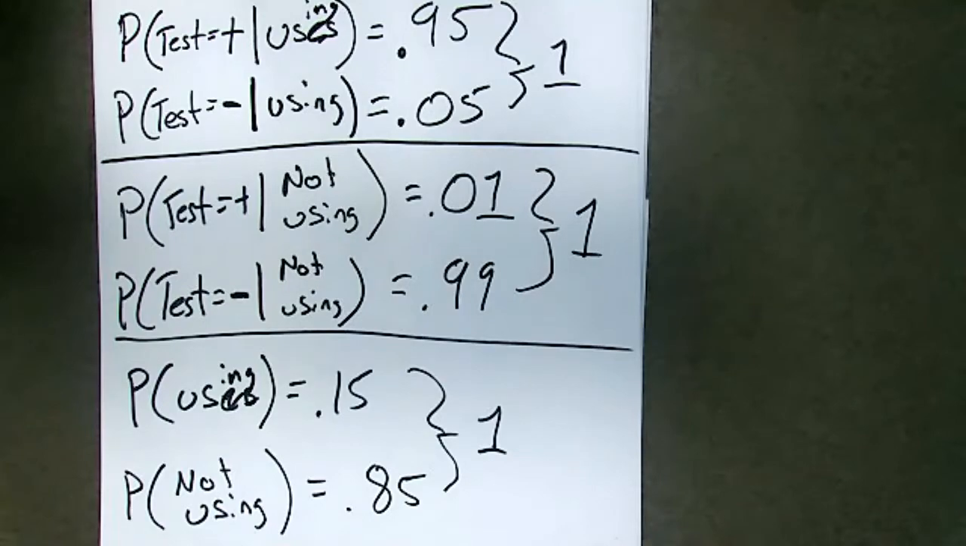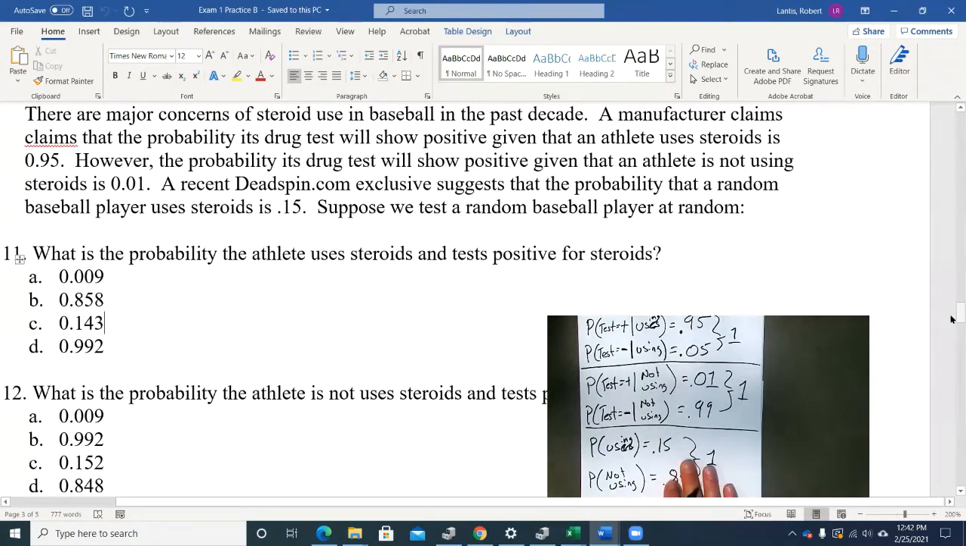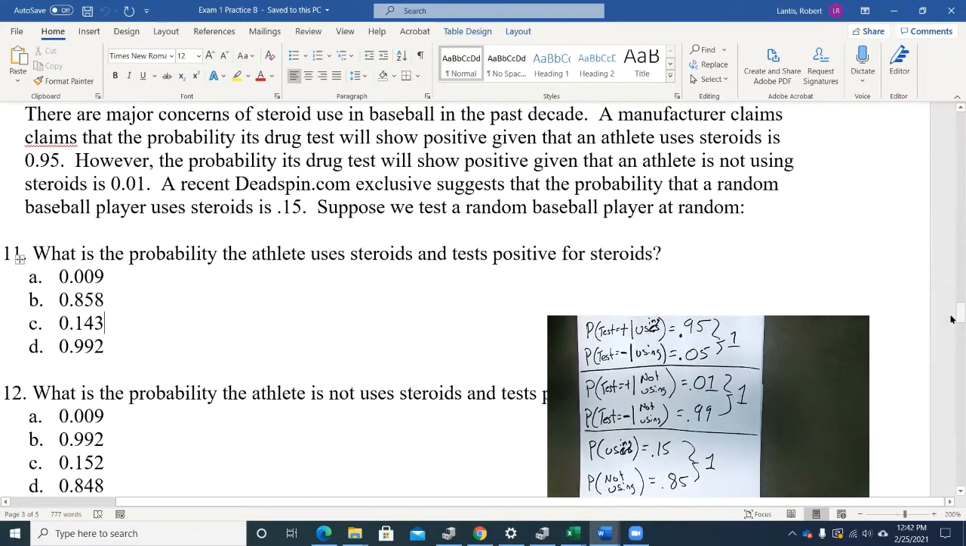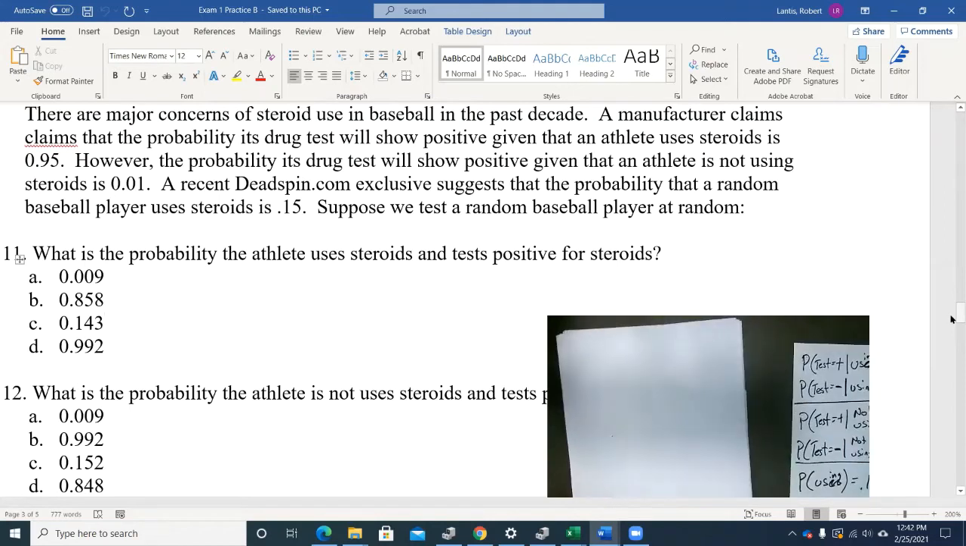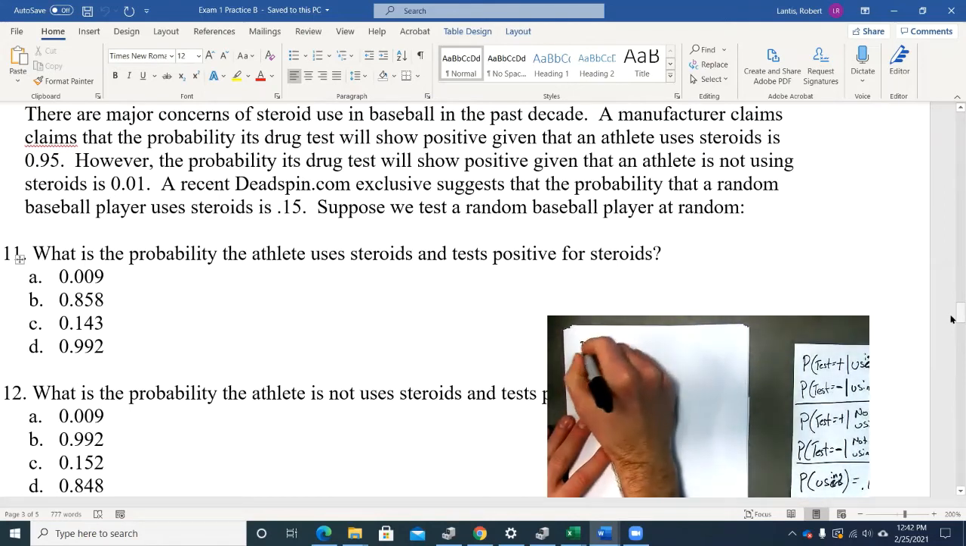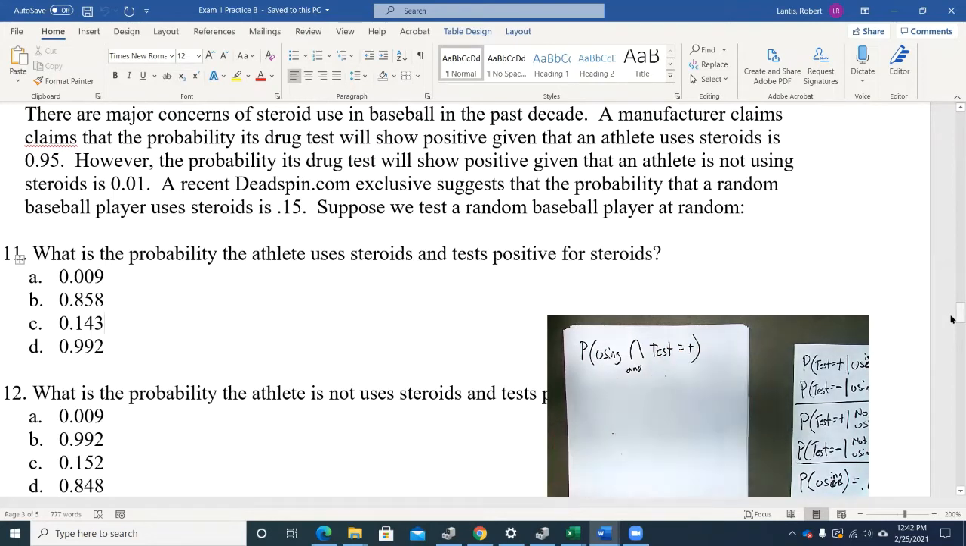So let's go. We'll leave that up here down in the corner. Let's think about the very first thing that we're asked to find. We're asked, what's the probability an athlete uses steroids and tests positive? So we're going to write out what we're looking for. What's the probability that they're using, and the test comes back positive. So we're looking for the intersection of these two events.